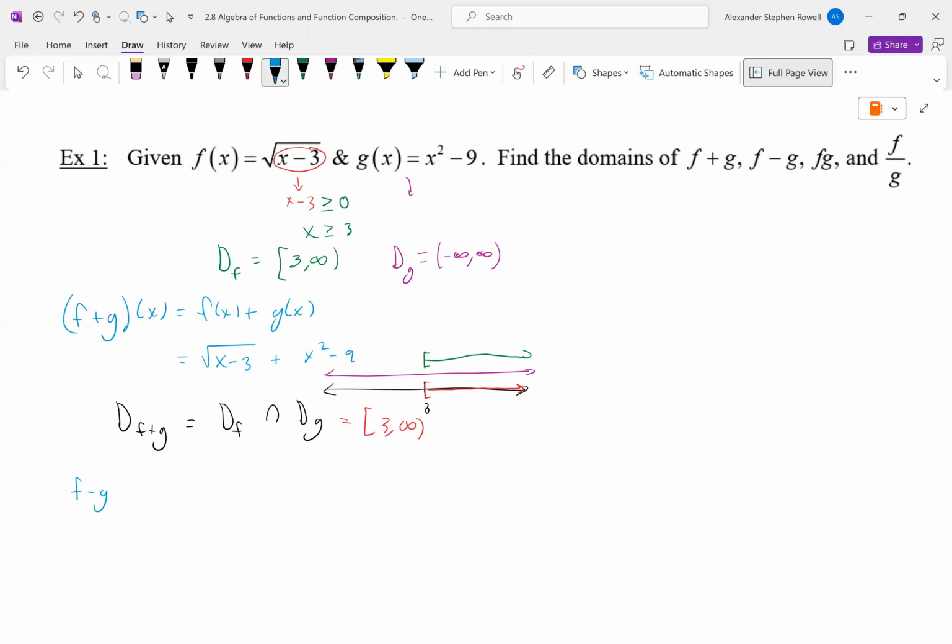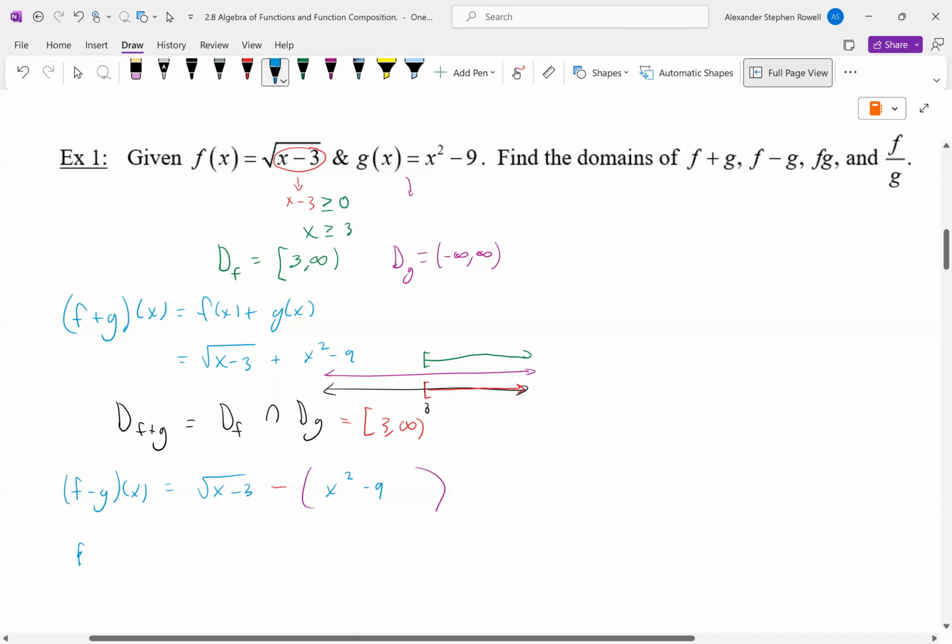All right, f minus g. It's just square root of x minus 3 minus, please be careful about subtracting. You want to put it in parentheses because we have to distribute the minus sign. X squared minus 9. What's the domain of f minus g? Intersection of f and g also. So this has the same domain as that. Are we okay with that?